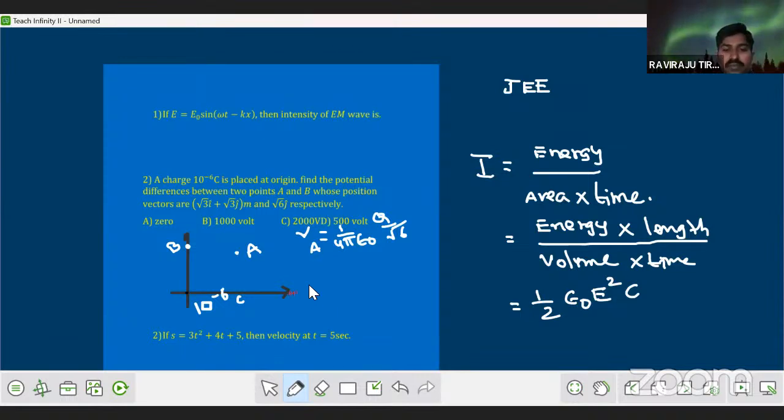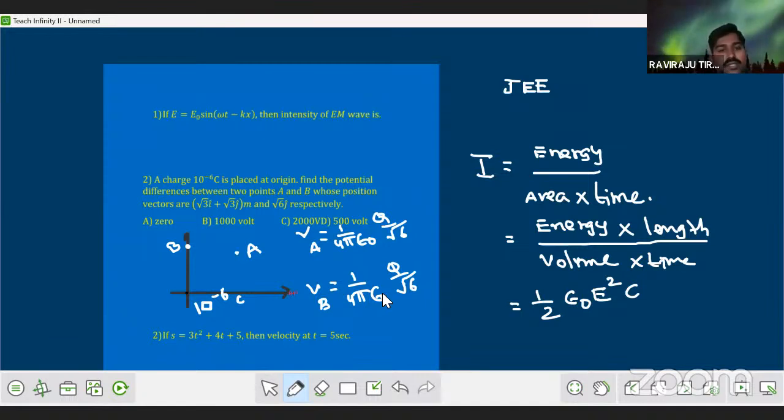Okay, only magnitude we need here. And what about the potential at point B? At what distance is it? That is also root 6 distance. Directly only a single component is given. So that will be 1 by 4 pi epsilon naught Q by root 6. Both are giving the same answer, you see there.